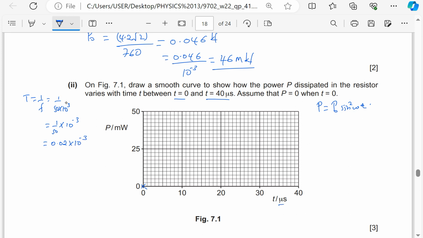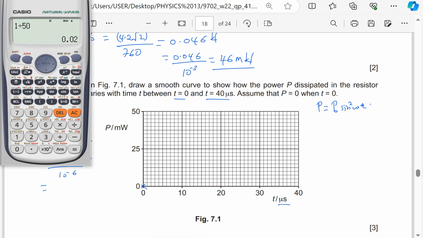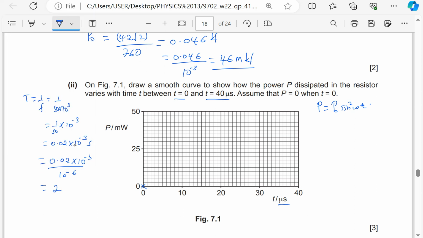So here they gave us microseconds, and this is in seconds. I want to change this to micro. So this will be 0.02 times 10 to the power of minus 3 divided by 10 to the power of minus 6. So this is 20 microseconds. Whenever it is 20, that is one complete cycle. 10 is half a cycle. Then 5 is a quarter cycle. This is 5, 15, then 25, and then 35, and so on.